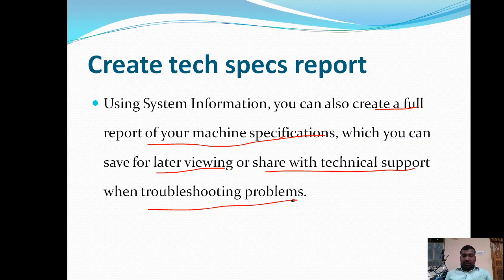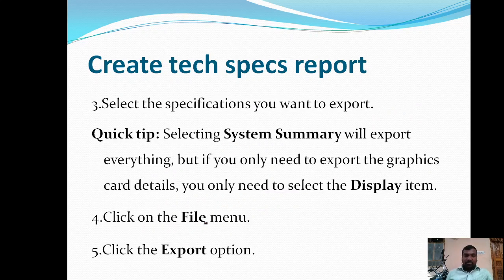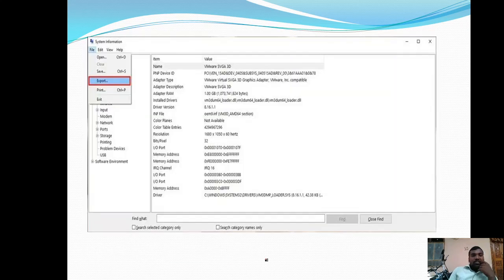Okay, so for that purpose what you need to do is, in the System Information application, select the specification you want to export, whether you want to export the entire system summary or the display settings or display information, etc. Based on your selection, click on the File menu and click on the Export option, then it is going to export this information.